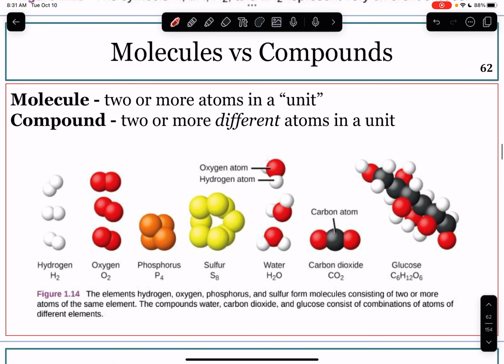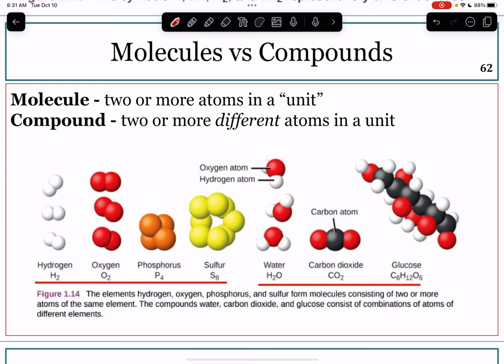If you have both the coefficient and the subscript, that means you have 2 H2 molecules. There's a subtle difference between molecules and compounds. For a molecule, that requires 2 or more atoms in a unit. All 4 of these are molecules. In order to be a compound, though, you have to have 2 or more different atoms in a unit. So these last 3 are compounds. One way to put it is that all compounds are molecules, but not all molecules are compounds.